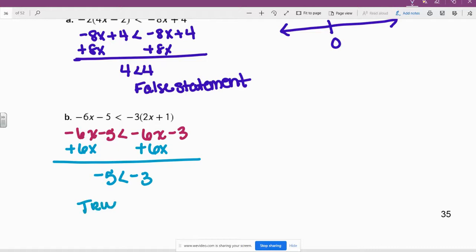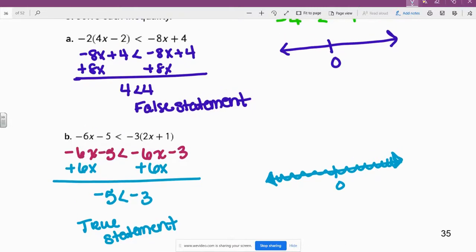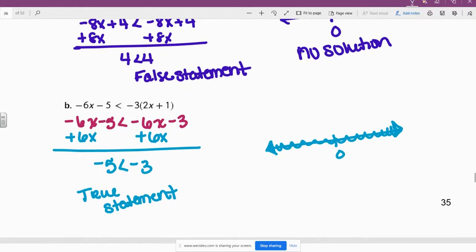So this is a true statement, which means that we have a set here that is infinite. In other words, any answer works, so anything I check here works. I forgot to write up here, put no solution is the actual answer. And down here, since it can be anything, since it was a true statement, this would be infinitely many solutions.